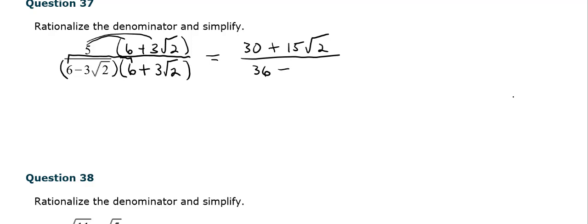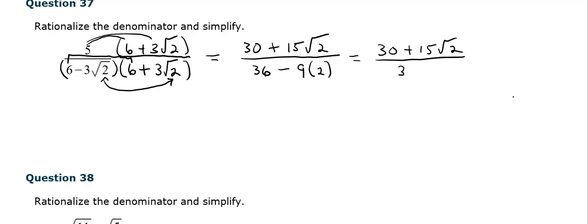And 3 square roots of 2 times 3 square roots of 2 give us 9 times 2. And you say, where does that 2 come from? Remember, if I'm multiplying the square root of 2 times itself, it becomes a perfect square and removes the radical. So now I have 30 plus 15 square roots of 2 in the numerator. And in the denominator, I have 36 minus 18, which is 18.